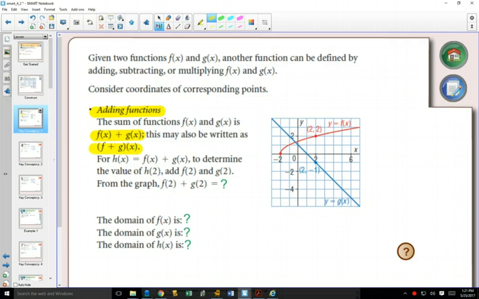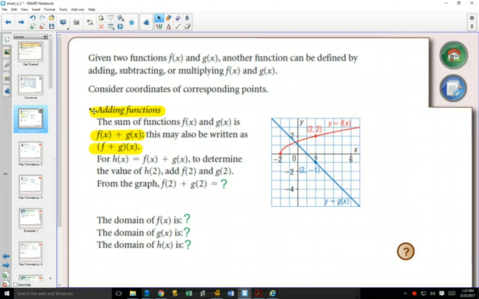But when it's written in brackets first, (f plus g)(x), you have to know that that's the same thing as f of x plus g of x. So that's some notation stuff. Then all that's happening is you are adding the y values.